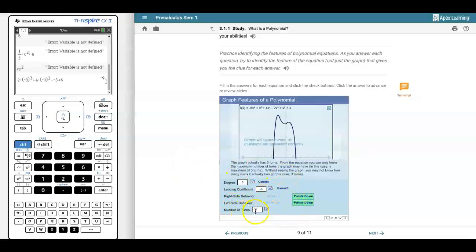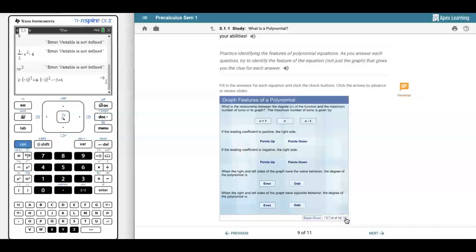Now, this one here, I didn't even put in the number of turns. But if we were following a pattern here, we would have put in 5. Okay, but right here it says the graph actually has 3 turns. From the equation, you can only know the maximum number of turns this graph might have, right? So that's part of the hints here. You can have a maximum of 5 turns, but without seeing the rest of the graph, you may not actually know what it has. So for example, this right here just looks like it has 3 turns.